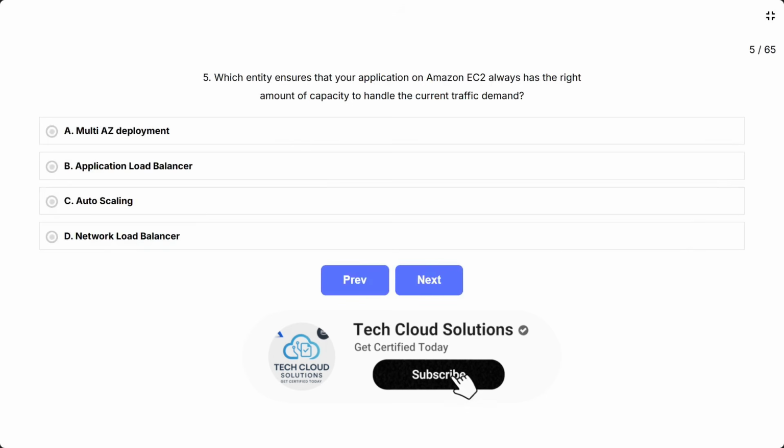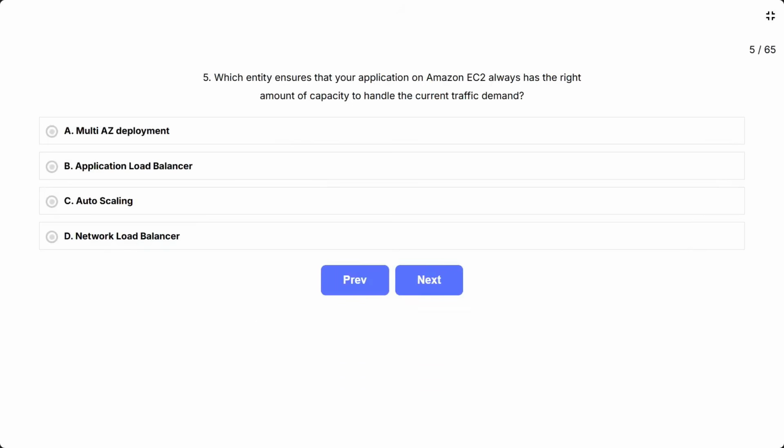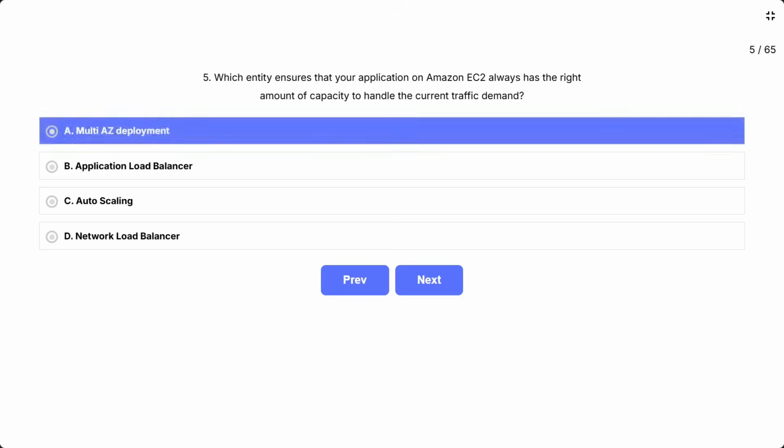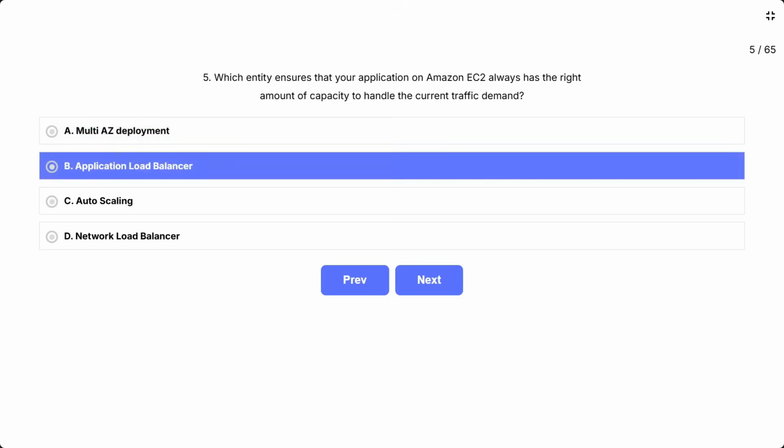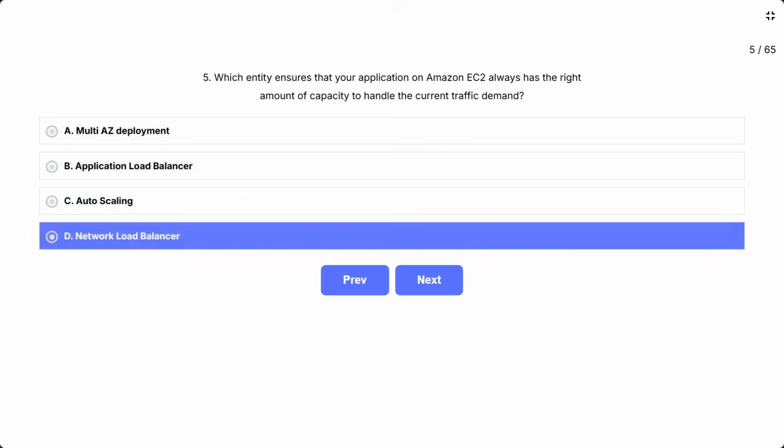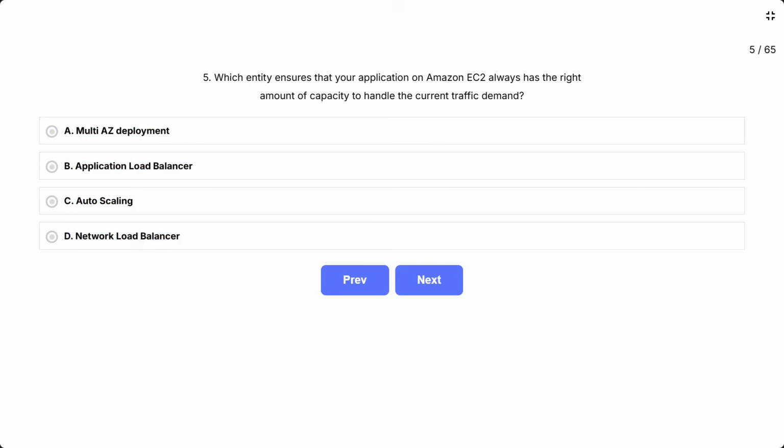Question 5. Which entity ensures that your application on Amazon EC2 always has the right amount of capacity to handle the current traffic demand? The options are A. Multi-AZ deployment, B. Application Load Balancer, C. Auto Scaling, D. Network Load Balancer. This question is asking which AWS feature automatically adds or removes EC2 instances based on traffic demand. The key phrase is right amount of capacity, meaning it should scale up when busy and scale down when quiet. Think about what adjusts the number of servers running your application automatically.